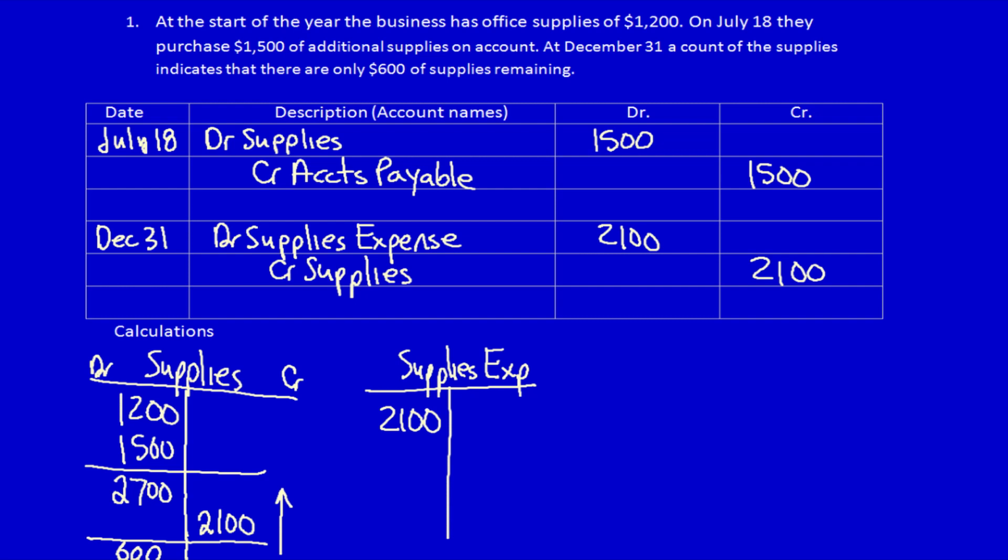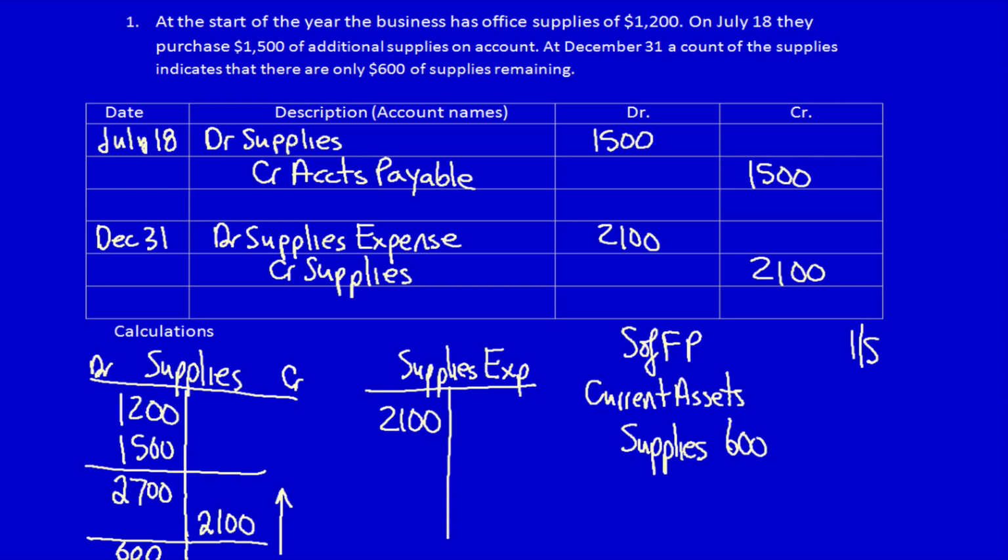If I look at my statement of financial position, I can see that under current assets, I'll have a balance in my supplies, $600, which have future economic benefit because I can use or consume it in the future to help generate revenue. On my income statement, I'll have an expense, supplies expense, $2,100. That's being used or consumed to help generate revenue.